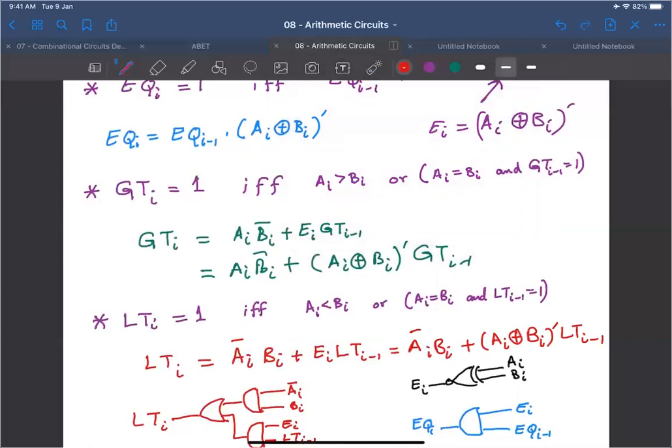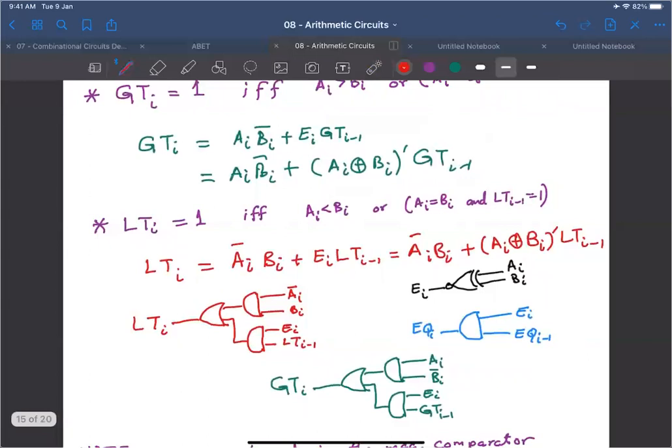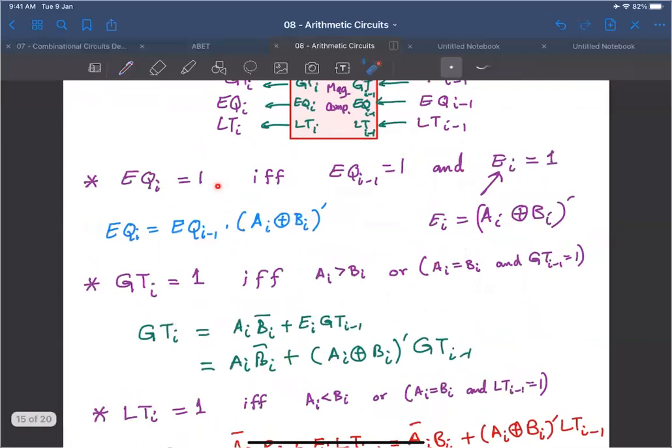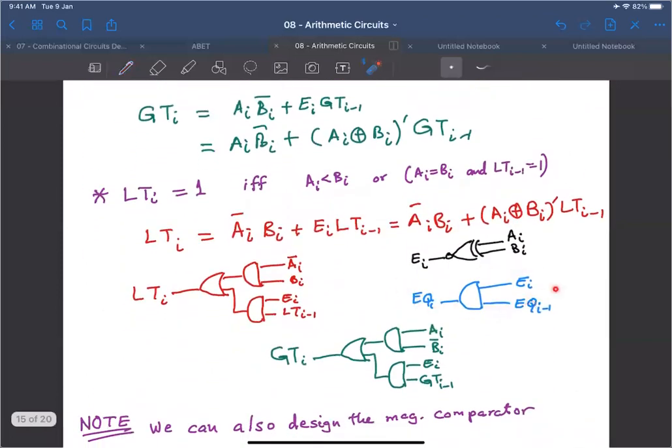These are the circuits. We have EI, which is used by all other gates, all other components, so I calculated it here. The blue one is for the equality here. It's just an AND gate. And the green one here is GTI, and the red one is LTI.